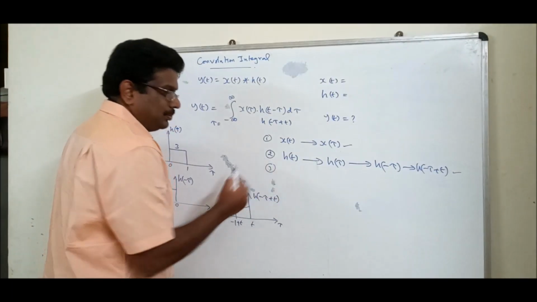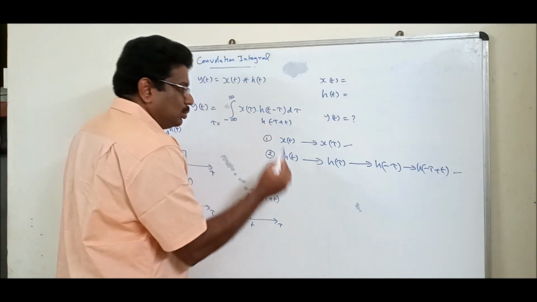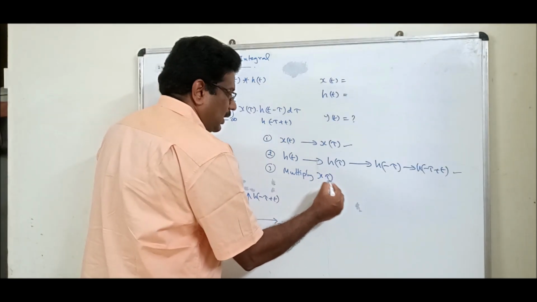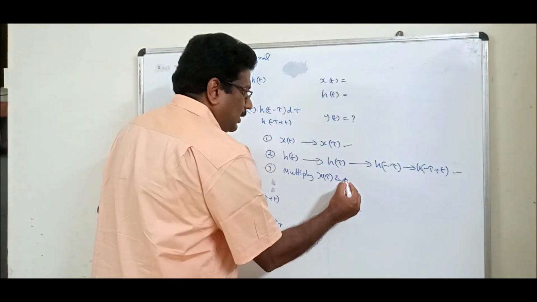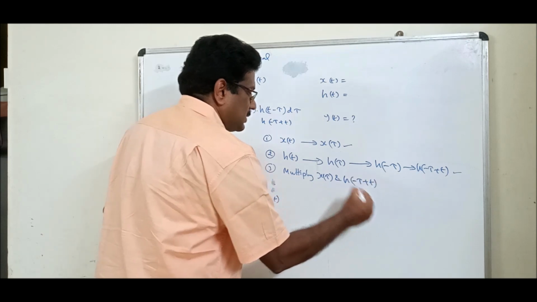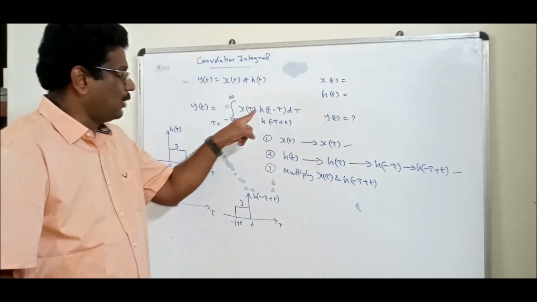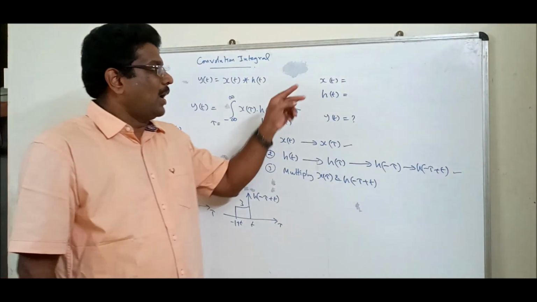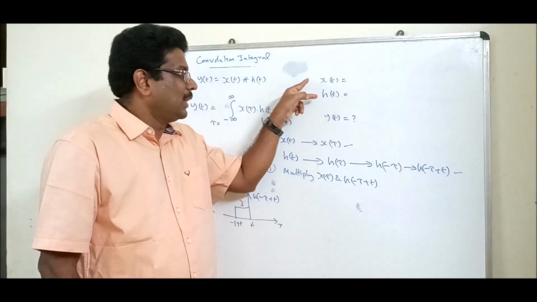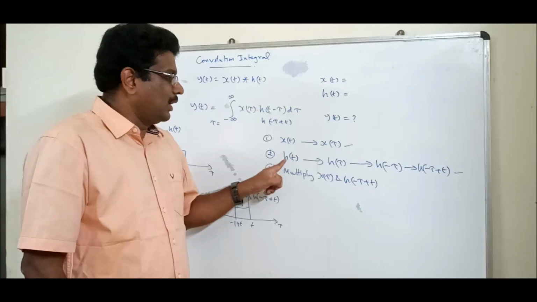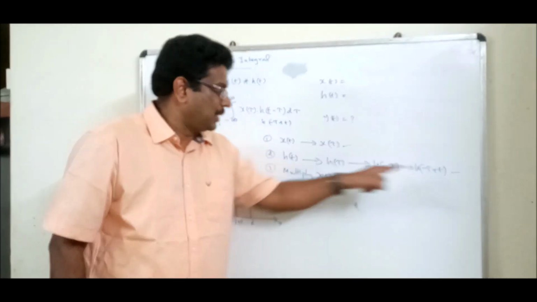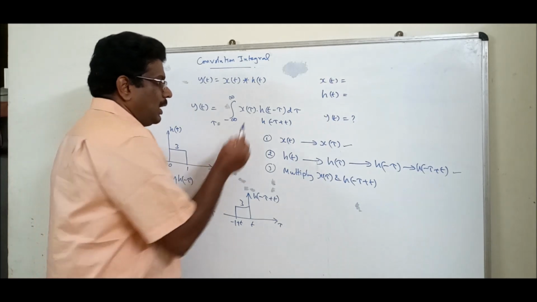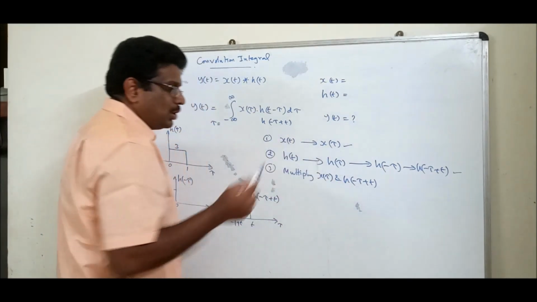What is the third step? Multiply these two: x of tau and h of minus tau plus t. This is the third step because I have to do multiplication. I am telling the overall work you are going to do in the convolution. What is given? X of t, h of t. Convert to h of tau, convert to h of minus tau plus t. These two are in the format now. Next, what are the operations I am going to do? Multiply these two. How should I multiply?